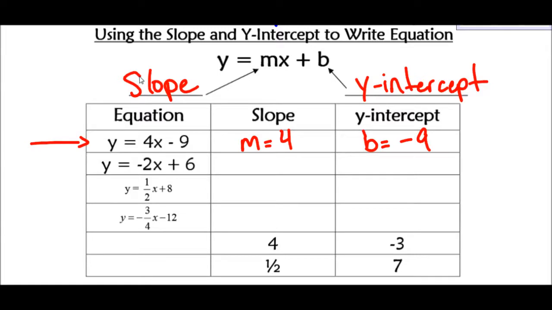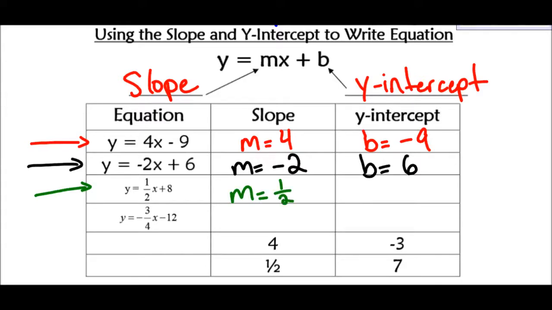And the second one, the m, the number in front of the x, is -2. That's our slope. The y-intercept here, since we're adding, is a positive. Number 3 here, y equals 1/2 x plus 8. The m, again, is just the number sitting in front of that x. That's 1/2, and the b is 8. If you wanted to write that as 0.5, that's fine too. Usually you see slopes as a fraction.